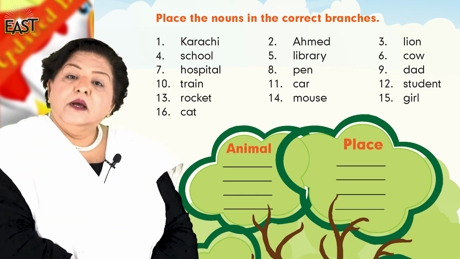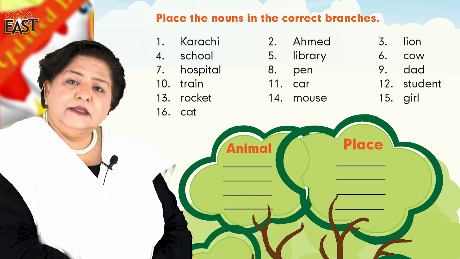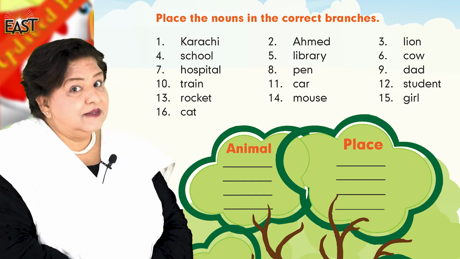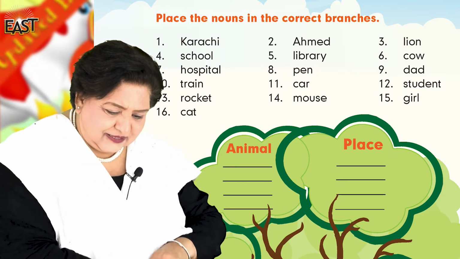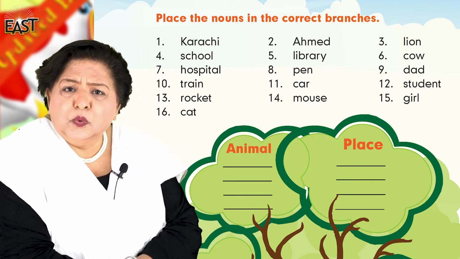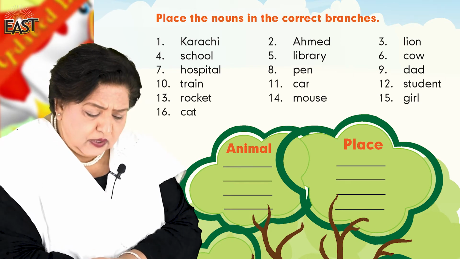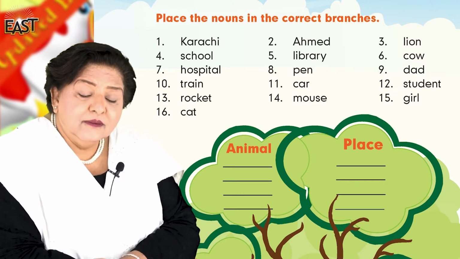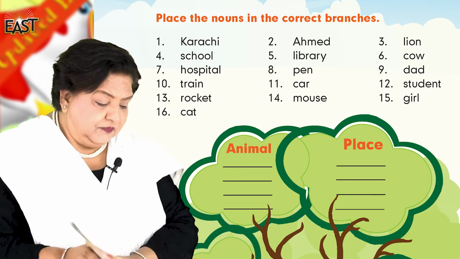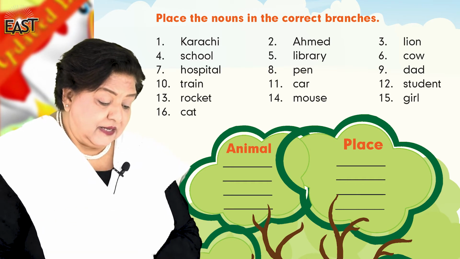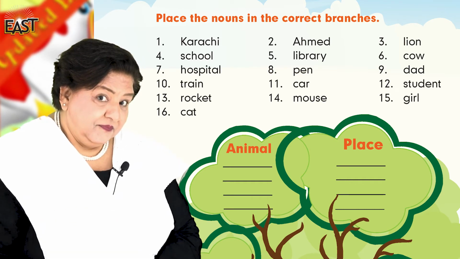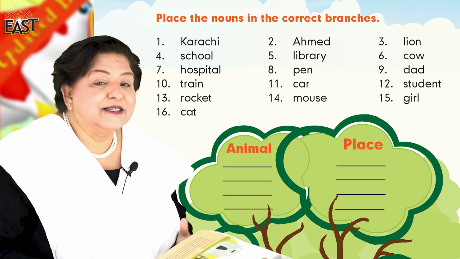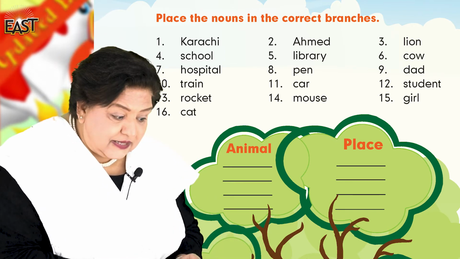Good. What about number 3? A lion. Who is an animal? Well done. What about school? School is a thing or what? Tell me, what is a school? A school is a place. Yes. Well done. It's a place where we go to learn.